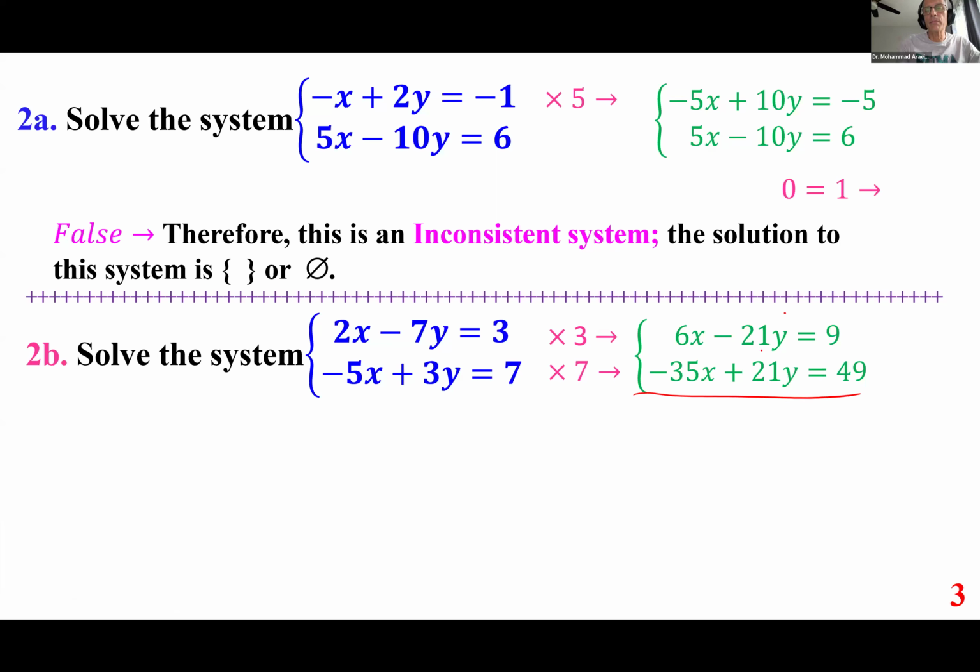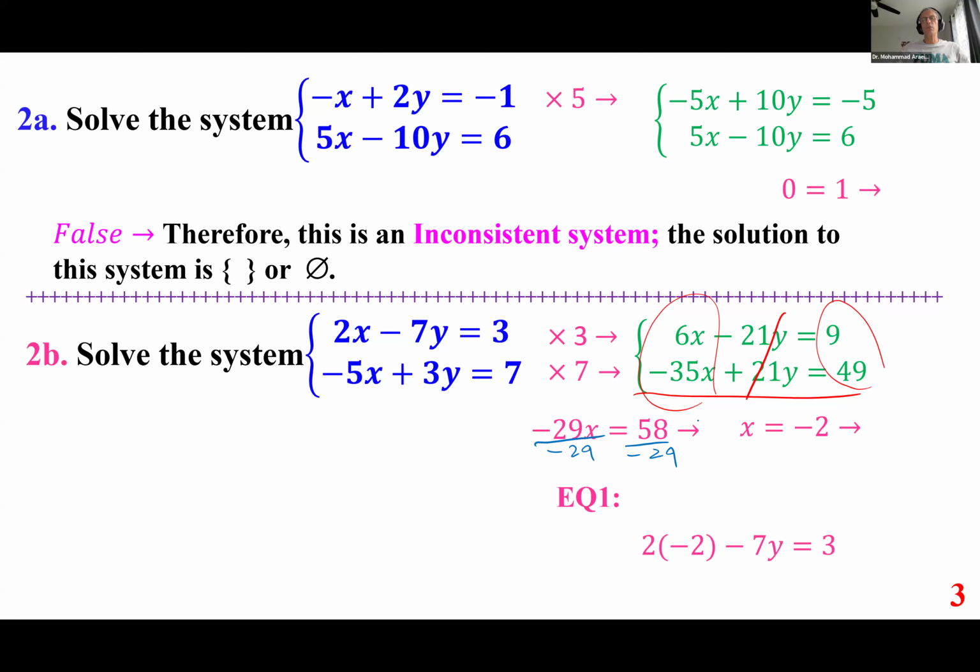Therefore, when we add them up, these two cancel each other. These two add up to negative 29x, and these two add up to 58. And we divide both sides by negative 29, we get minus 2. We put it in one of the equations. It doesn't matter the first or second one, one of the original equations. For example, equation 1 would be 2 times negative 2 minus 7 times y. And of course, minus 4 moves and becomes 4, and y becomes negative 1.